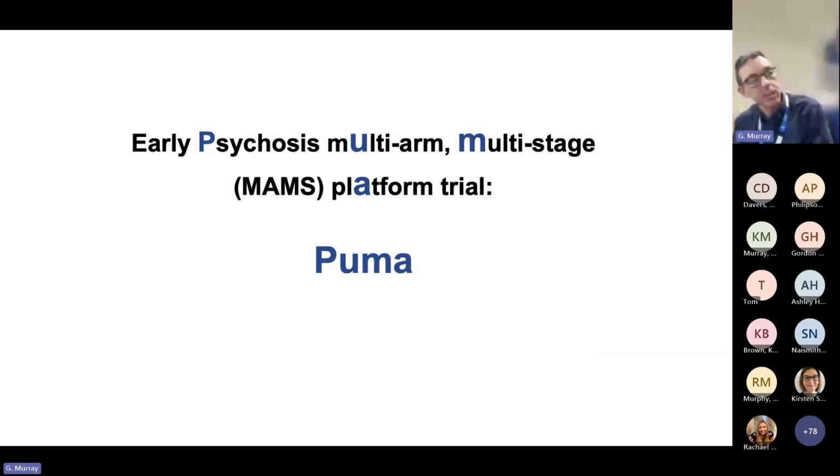So I hope we will get some increased trial participation and be able to offer people the opportunity to take part in trials. And another development is the first UK platform trial of medicines for psychosis. So PUMA is the early psychosis multi-arm, multi-stage platform trial.